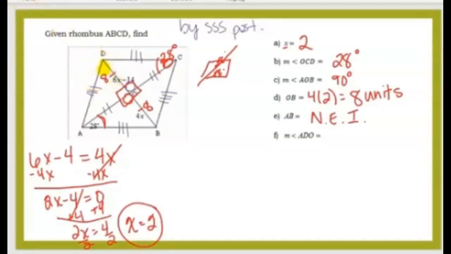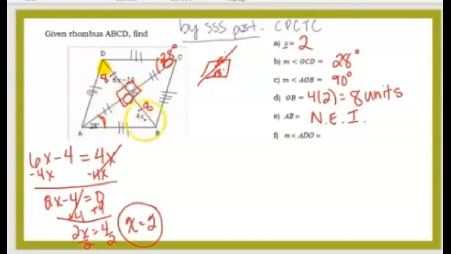There we go. And we're going to use the properties of congruent triangles. The side postulate tells us that all the corresponding parts are congruent. Remember that CPCTC business. So let's work through some of this.